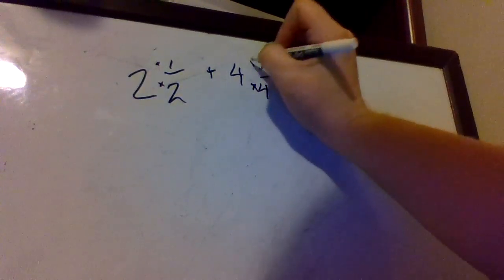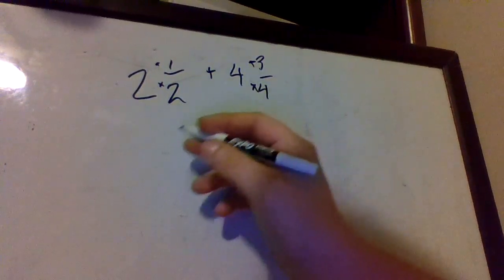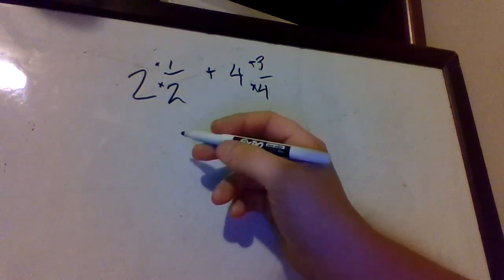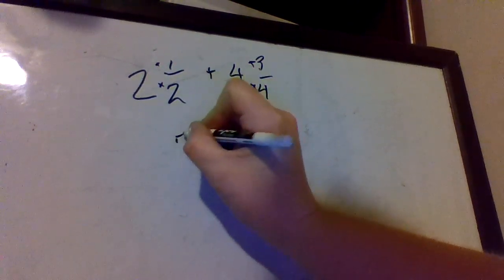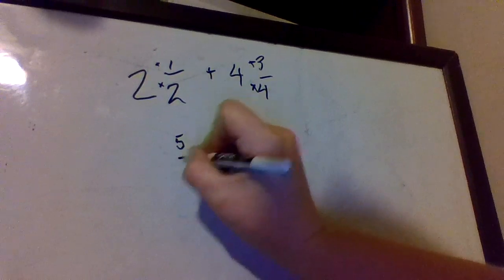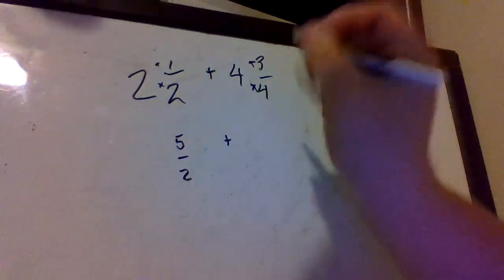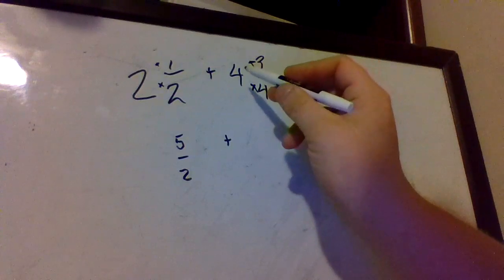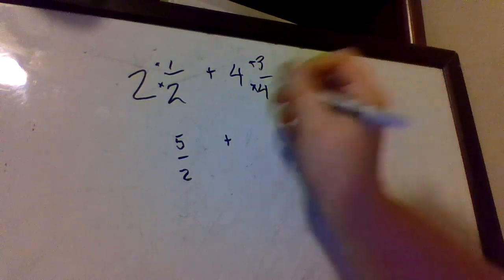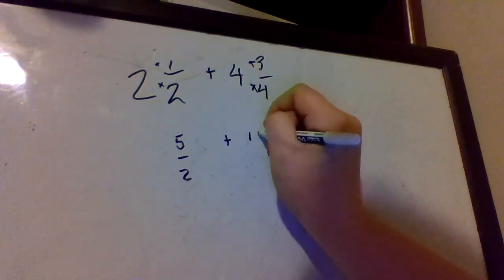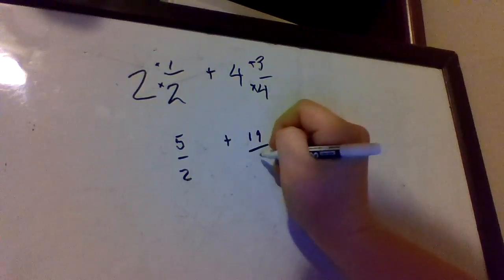Times, plus. So 2 and 1/2, as we just discussed, is an improper fraction. 2 times 2 is 4. 4 plus 1 is 5. 5. And we just keep the 2 on the bottom. So 5 over 2 plus 4 times 4 is 16. 16 plus 3 is 19. 19 over 4.